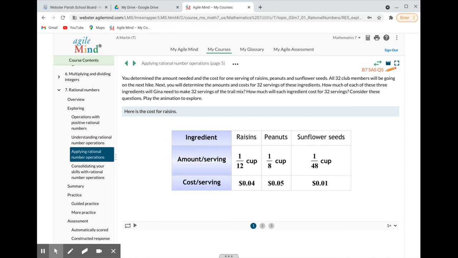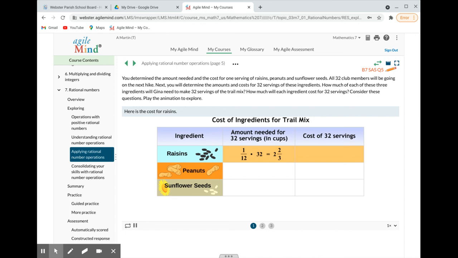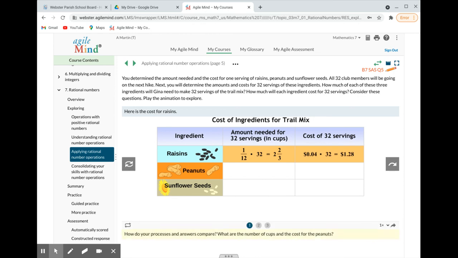All right, so let's take a look. So they did 1/12 times 32, and that gave them 2 2/3. That's because they had to do 32 divided by 12 to get their answer. And so they know that if one serving costs 4 cents, all they have to do is multiply that by 32, and that'll tell them how much they're going to spend for 32 servings. So, what would we do for the peanuts?